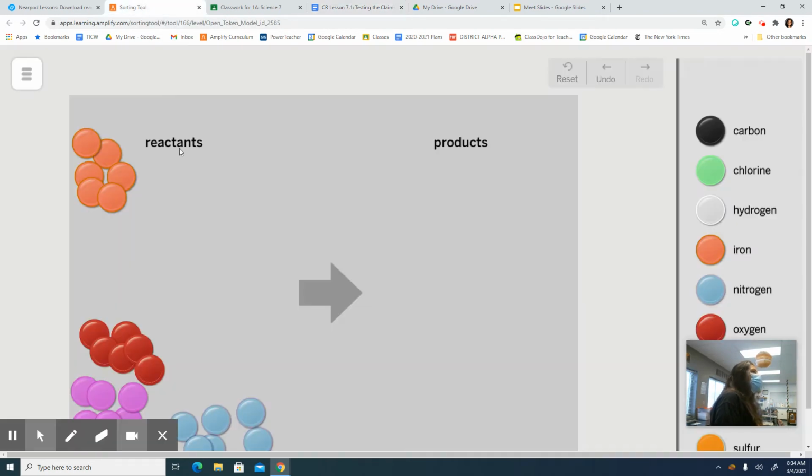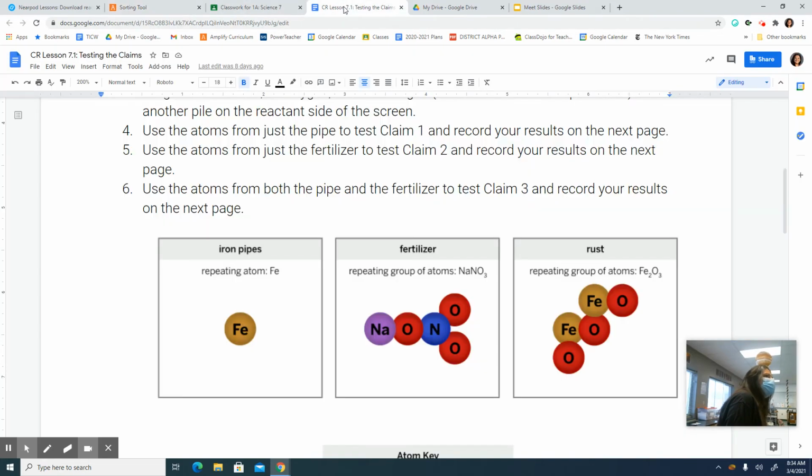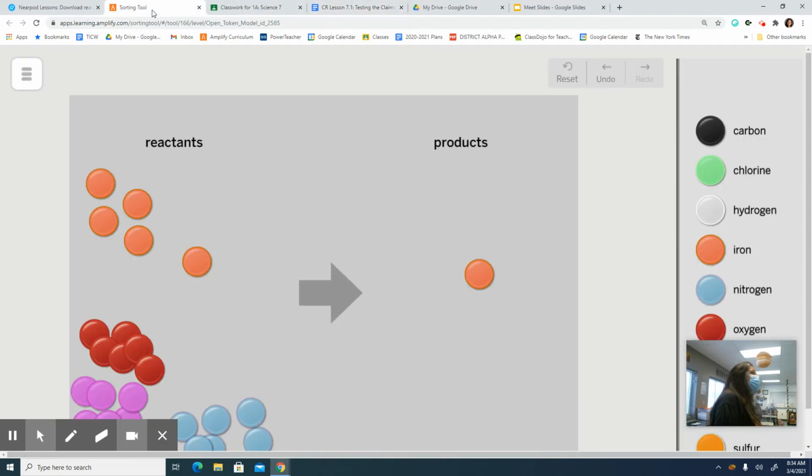All right, so I'm only allowed to use the atoms from the iron pipes. Well, here's my reactant. So there's my iron pipes. All of these are my pipes. And remember, for a chemical reaction to occur, I just simply rearrange. So I'm going to pull this over to my product side. So I have my 1 iron, but I need 2. So I'm going to get another iron. And now what do I need?